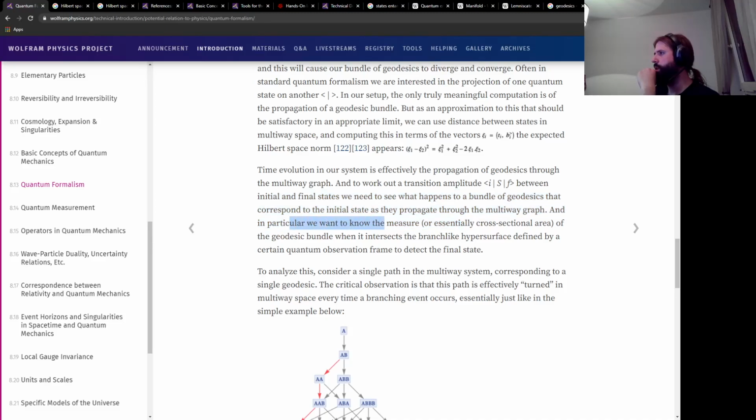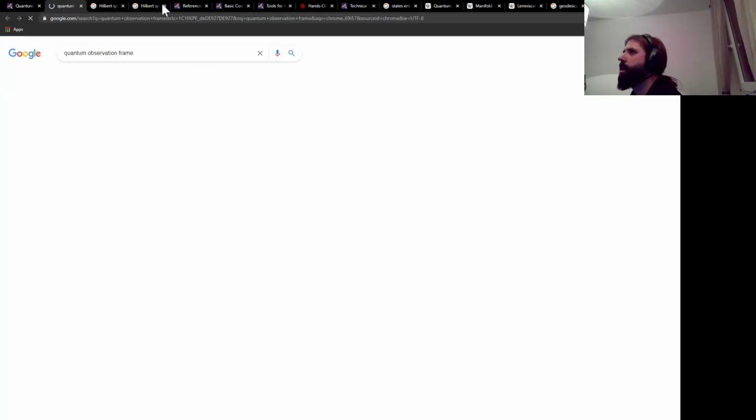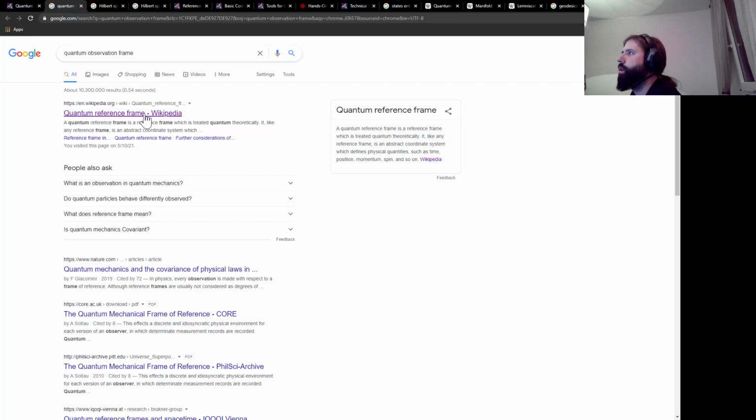And in particular, we want to know the measure, or essentially the cross-sectional area, of the geodesic bundle when it intersects the partial hypersurface defined by a certain quantum observation frame. What is a quantum observation frame to detect the final state? There's a bunch of concepts here that I'm not really sure about. Quantum reference frame, I guess that's what we checked at the very beginning, I think two sessions ago, which is about the measurement stuff.